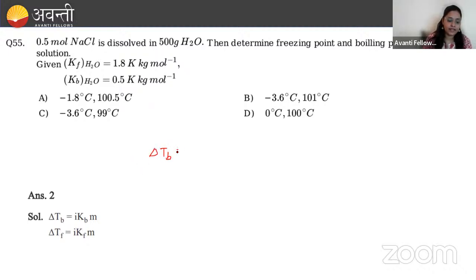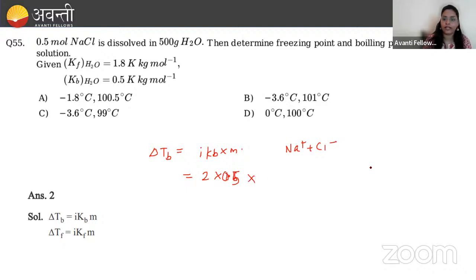Delta TB is equal to what? i Kb m, right? i Kb m. So here, what is the value of i? We have given NaCl, so for that i will be 2, because Na plus, Cl minus. Is that clear to everyone? Right? Very good. So 2 into Kb, whose value we have given, 0.5. Okay, 0.5. Multiply by what is the molality?